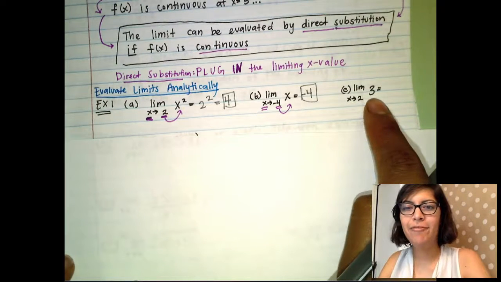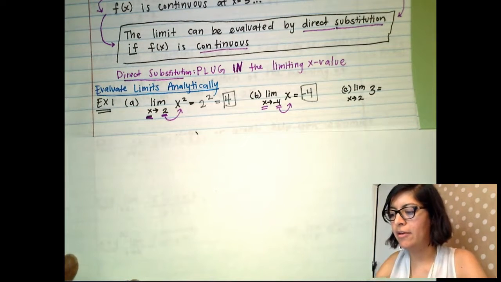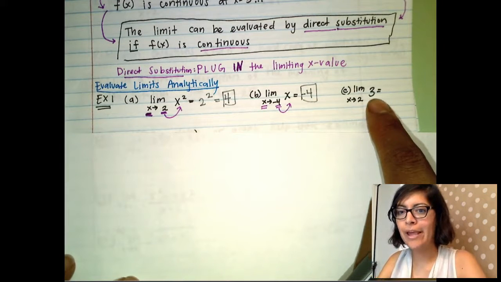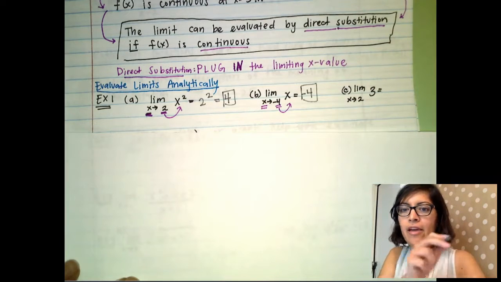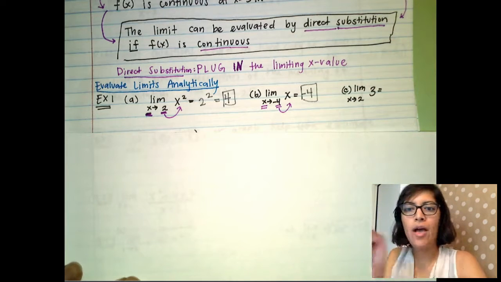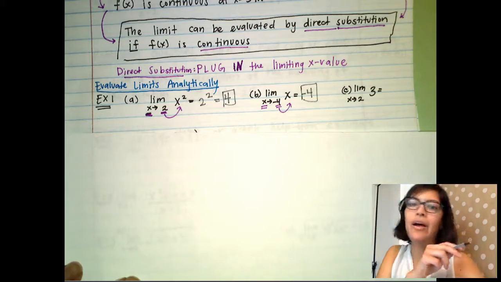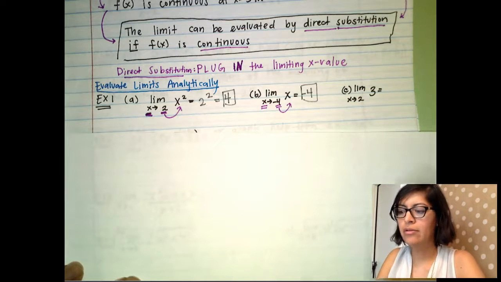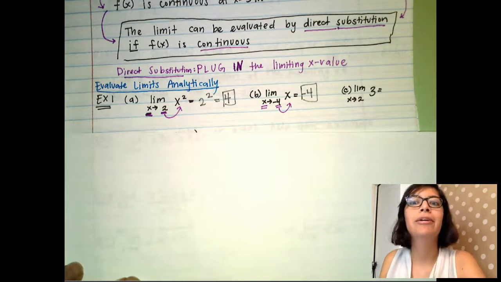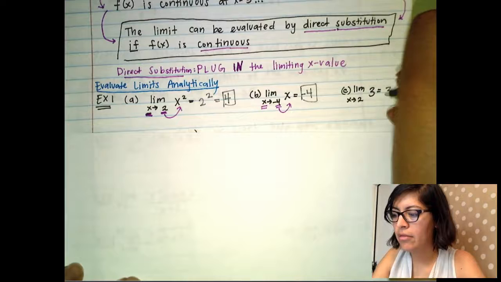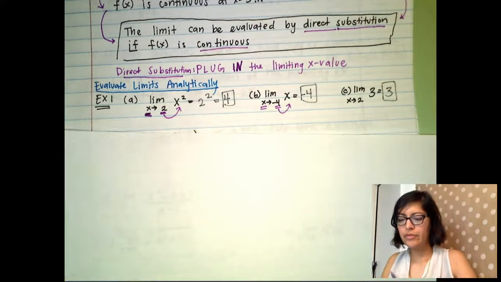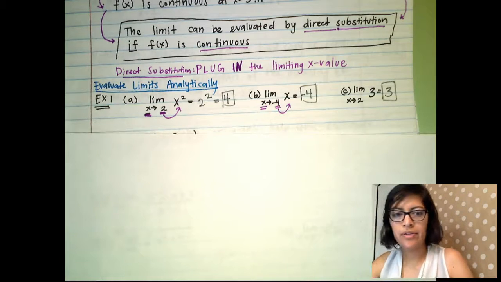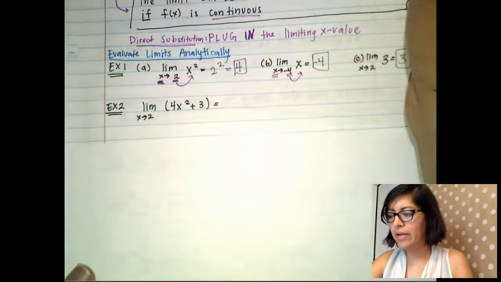Alright, in this one, if we have the limiting value, x approaches 2 of 3, well, there's no x for us to plug in. This actually is a horizontal line at y equals 3. So f of x equals 3 anywhere. Doesn't matter. So does f of x equal 3 at 2? Yes. So it equals 3. There's nothing to plug in. Alright, so we're going to go through a bunch of these questions really quickly because all it is is plugging in.